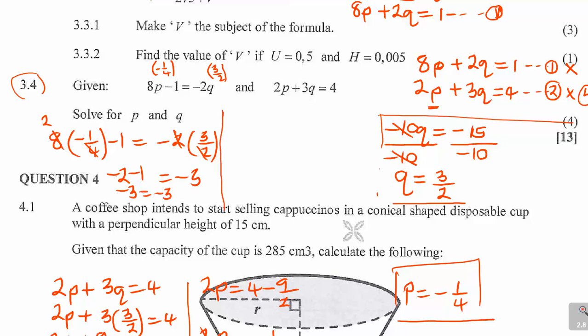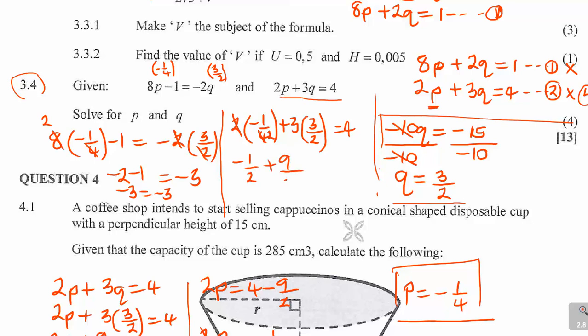So the first one works well. Let's try the other one. It's 2 times my P, which is negative 1 over 4, plus 3 times my Q, which is 3 over 2. This must give me a 4. So you cancel that, it gives a 2 at the bottom. So minus 1 over 2 plus 3 times 3 is 9 over 2. It must give us a 4. So the common denominator there is 2. Then it's minus 1 plus 9, which must give us a 4. Minus 1 plus 9 is 8 over 2, which is a 4. So 4 is equal to 4.